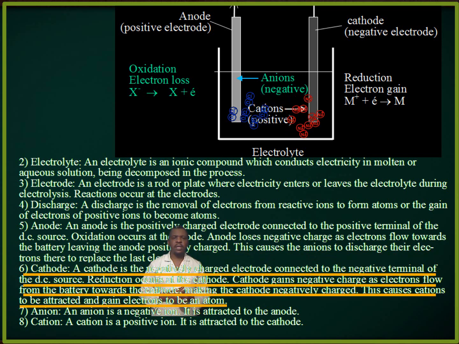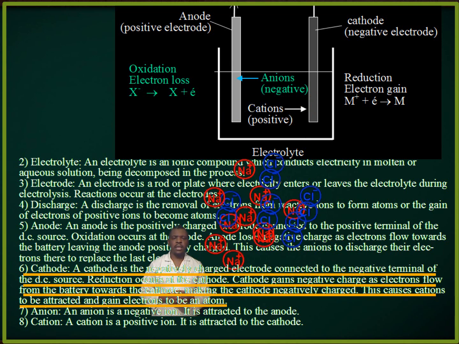A cathode is the negatively charged electrode connected to the negative terminal of a direct current source. Reduction occurs at the cathode. Cathode gains negative charge as electrons flow from the battery towards the cathode, making the cathode negatively charged. This causes cations to be attracted and gain electrons to become atoms.